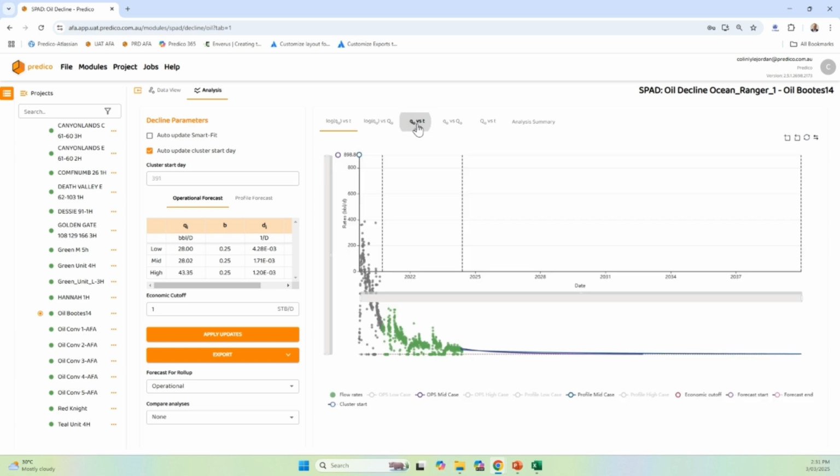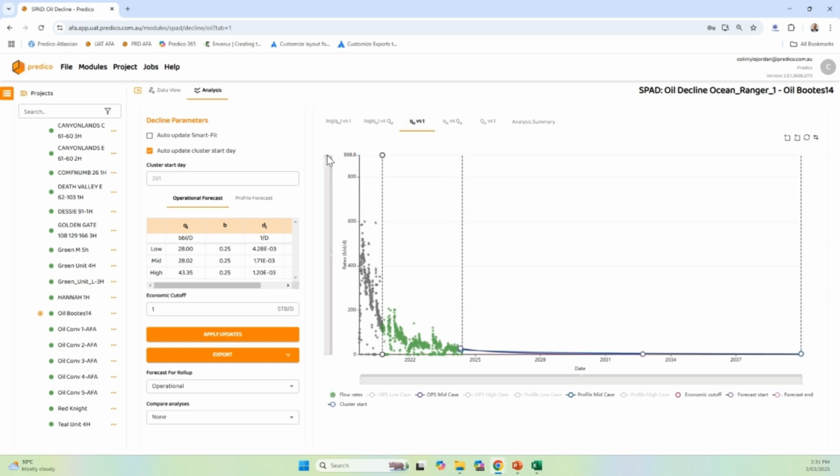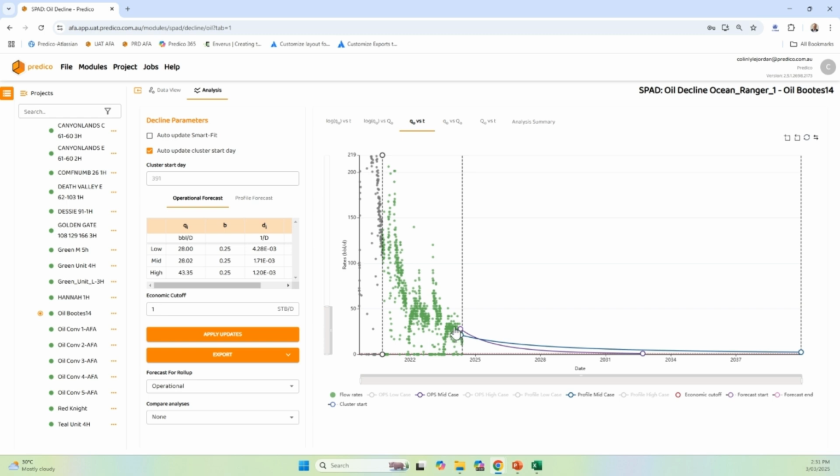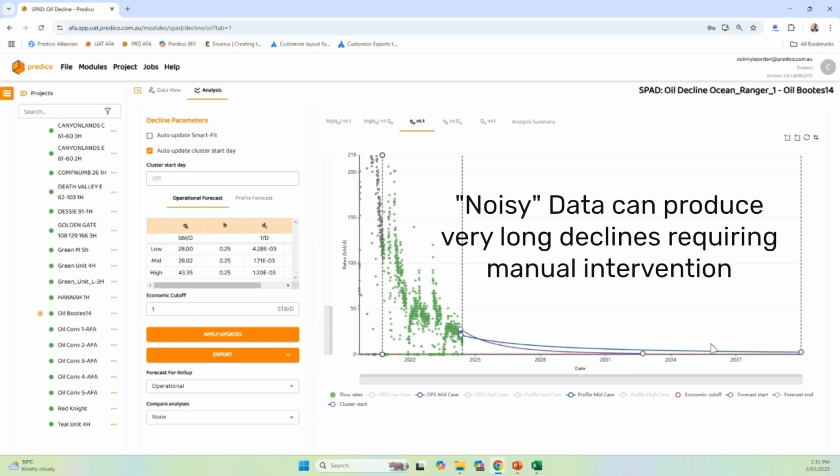If we look at the rate versus time plot, we can start to see that possibly due to low rates, 14 to 20 barrels a day, whatever is in that range, maybe the decline doesn't have that much of an impact, given that this well is heavily depleted. But still, you could end up with a very long tail.